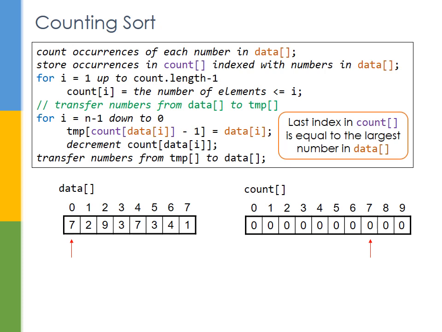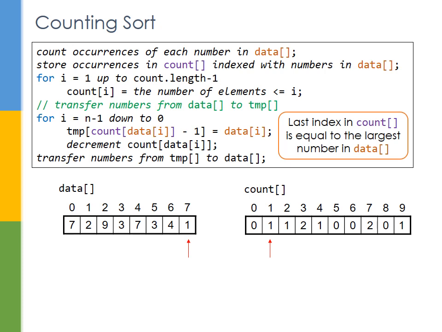So for the value 7 in the data array, we update the count for 7 in the count array. Then for the next value in the data array, which is 2, we update the count for 2. We do the same for 9, so we've incremented 9's count to 1. Then for 3, we also increment the count to 1. Then for 7, we need to increment the count again, and we see that the count in the count array at subscript 7 is 1, so we increment it to 2. For 3, we also need to increment the count. Once again, it's incremented from 1 to 2. Then for 4, we increment the count in the count array to 1. And finally, for 1, we increment the count to 1.